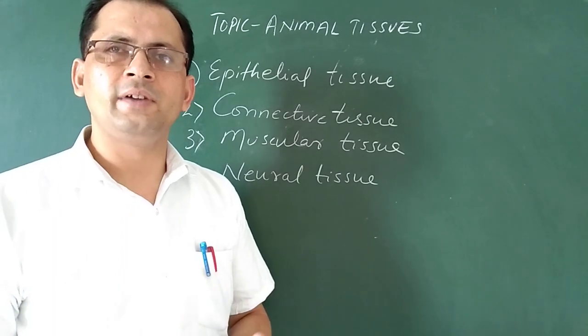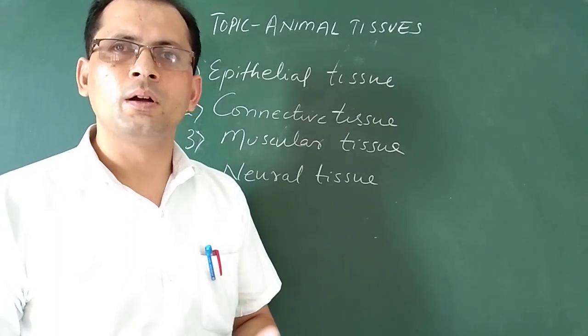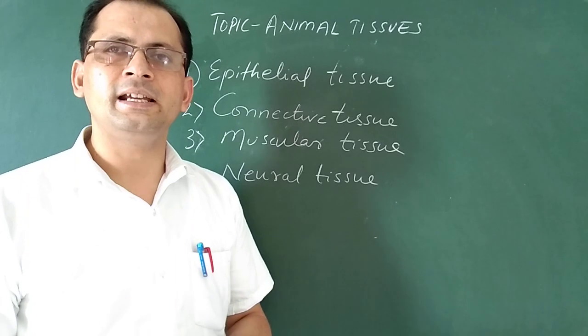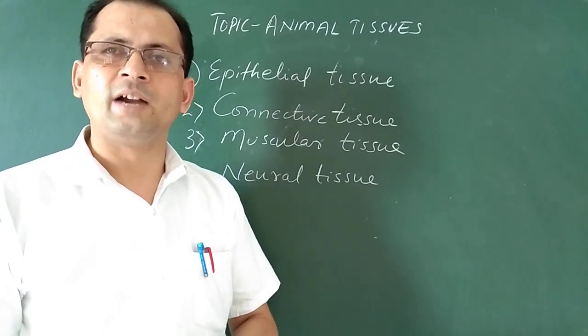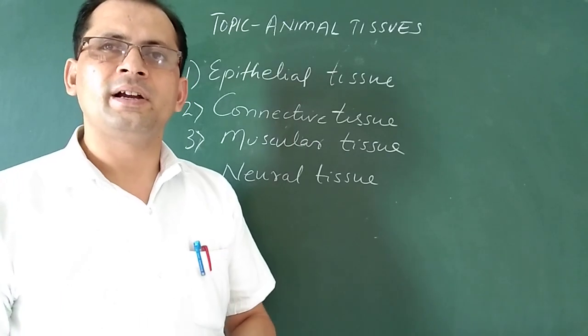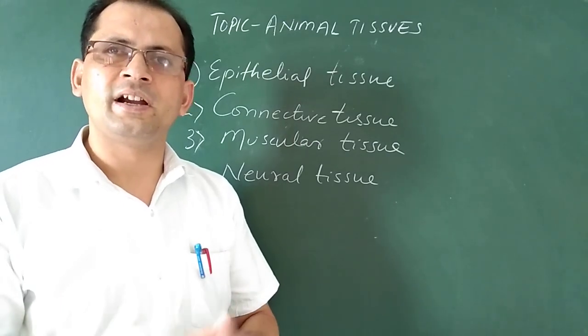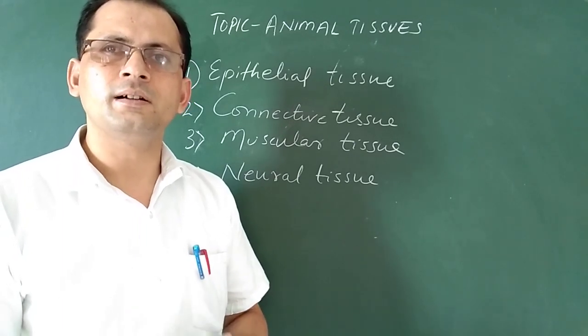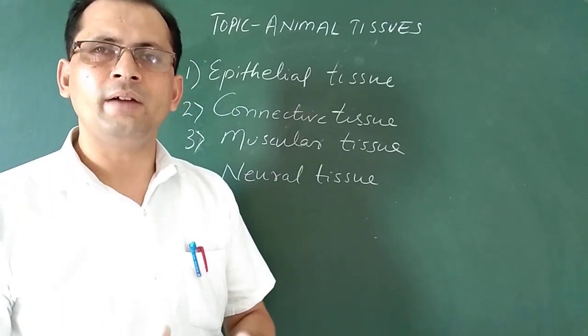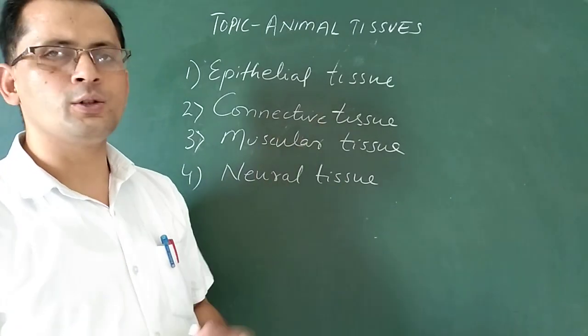So in the previous video I told you about plant tissues, and basically plant tissues are of two types, that is meristematic tissue and permanent tissue. Further, the permanent tissue is divided into several types that we have discussed in the video as well as in the class. So today we will discuss animal tissues.